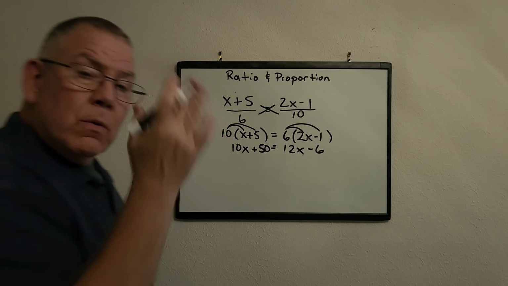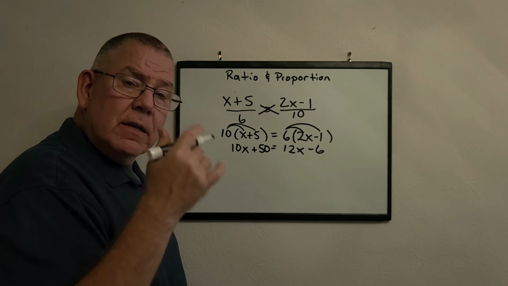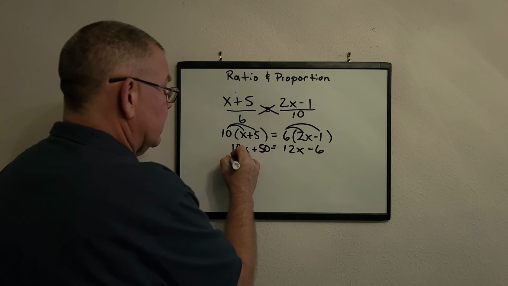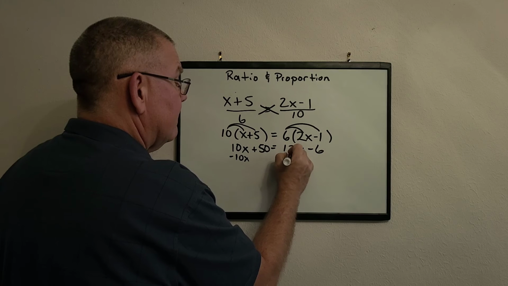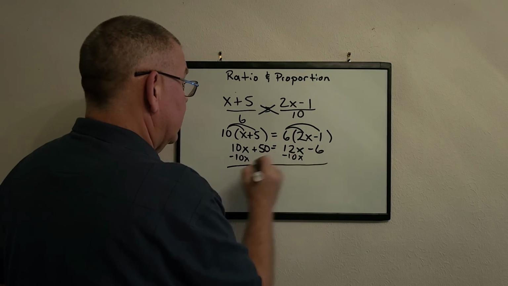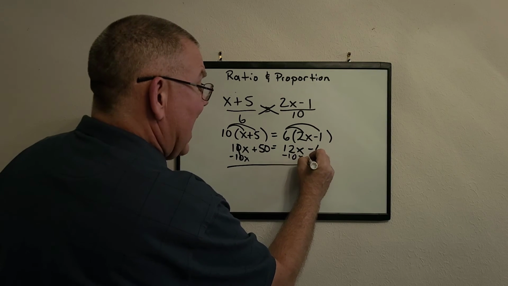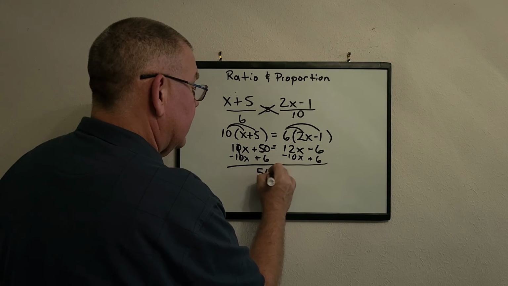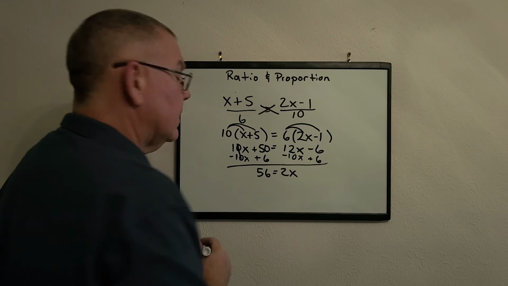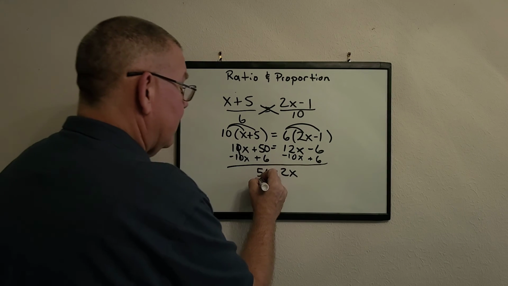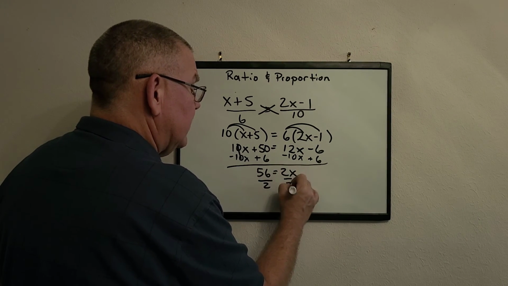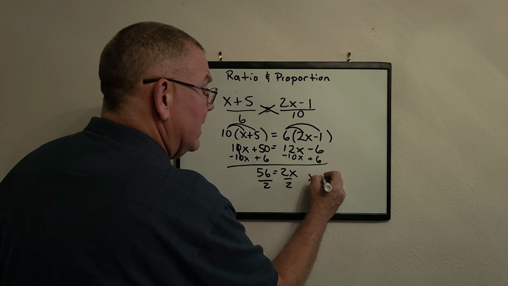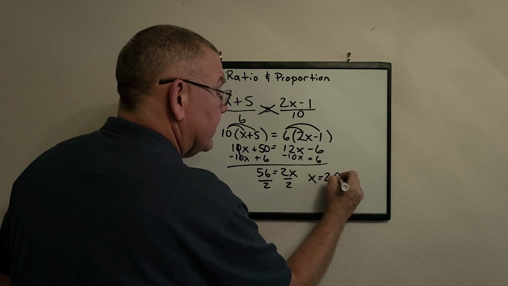Now, video previously, we did variable on both sides. So Mr. J is going to subtract 10x from both sides. That gets rid of this. Then I'm going to add 6 to this side. So this is going to be 56 equals 2x. Last but not least, I'm going to divide both sides by 2 to get the x by itself. And my answer is going to be x equals 28.